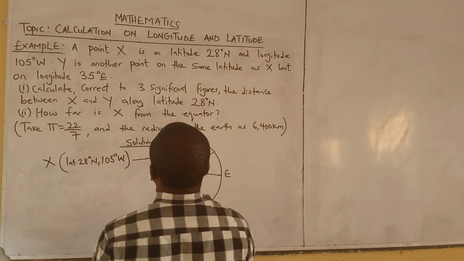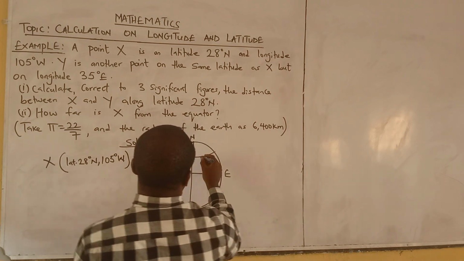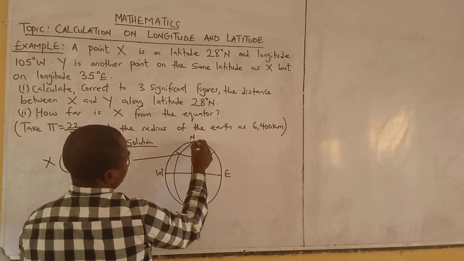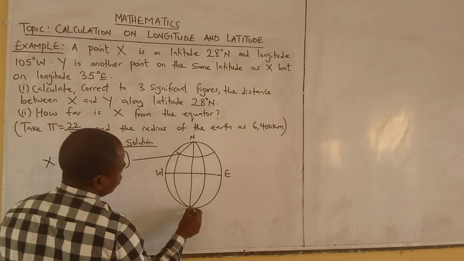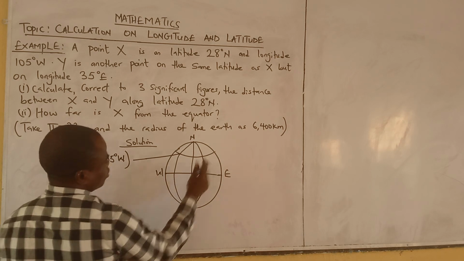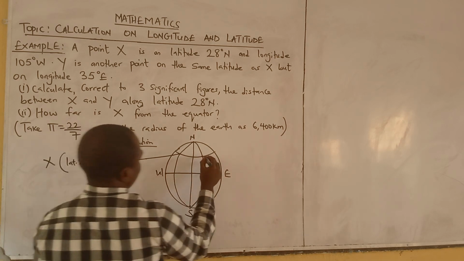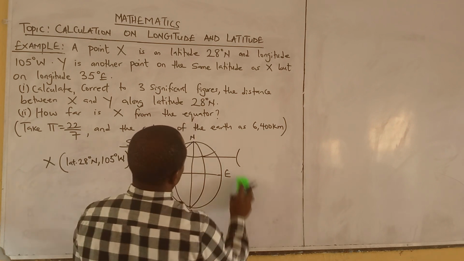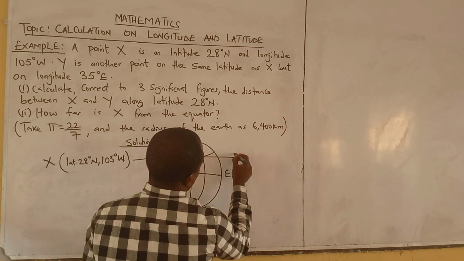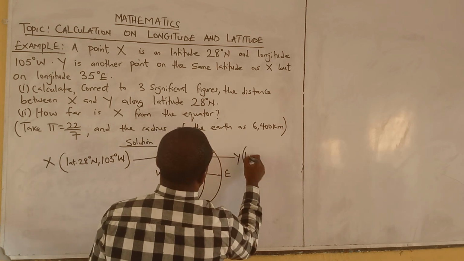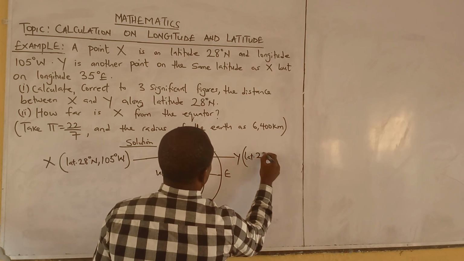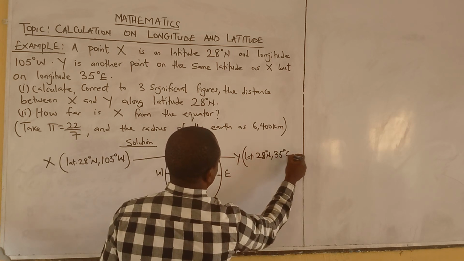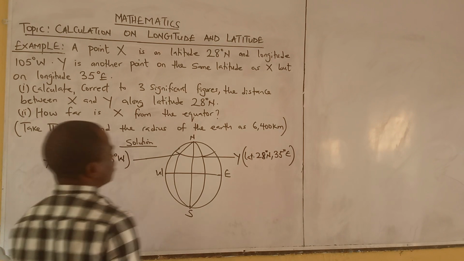While the other one is the same latitude, 28 degree north, and longitude 35 degree east. So it should be smaller compared to this. Can you see it's bigger compared to this? Approximately. That's Y. Same latitude 28 degree north, 35 degree east. It's toward the east. Let it be at the east side.